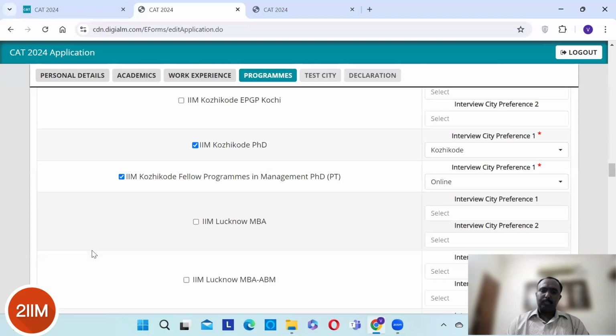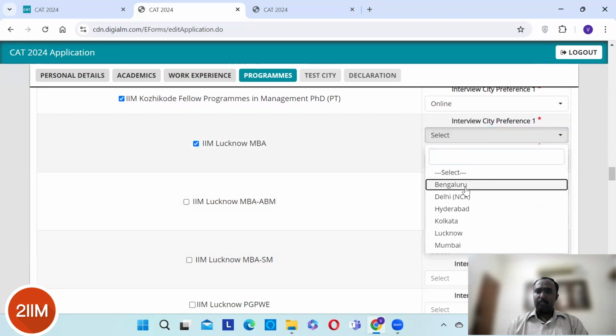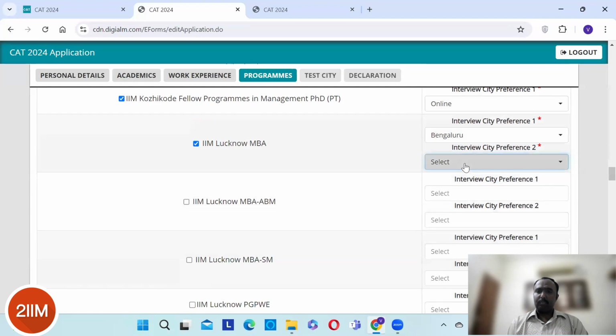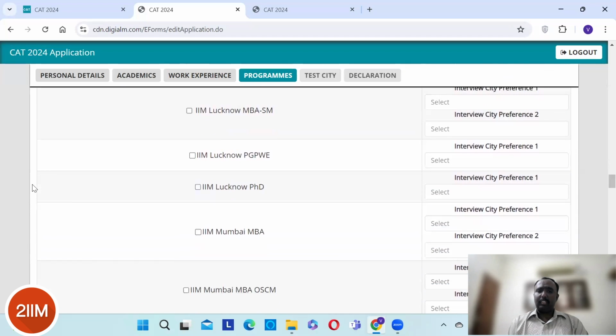I am Lucknow. Again, Lucknow has three major programs. One is their normal MBA, the next one is their agribusiness management, and then they have sustainability management. ABM and sustainability will be for the people with their respective backgrounds.